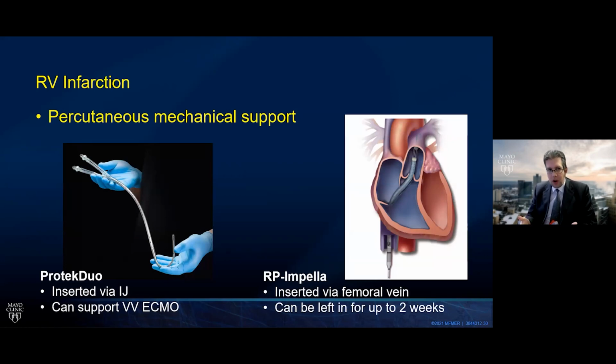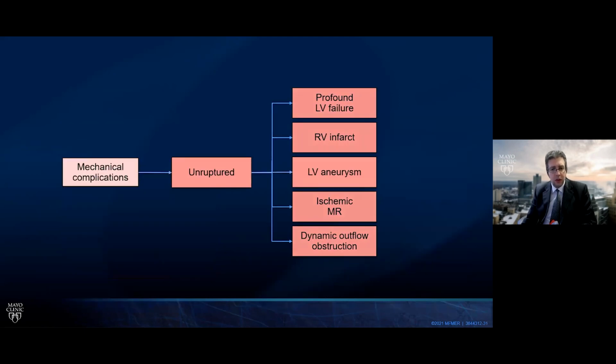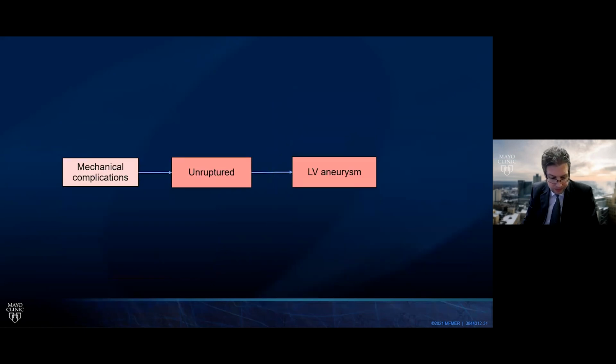As you're pursuing prompt reperfusion, think about whether this patient deserves mechanical support, as there are options out there. I've shown two here, one being the Protect Duo, the other being the RV Impella. These are things that may be needed to support these patients as you're pursuing IV fluid resuscitation, coronary revascularization, treatment of hypoxia, all of these different things in concert. Let's next move on to LV aneurysm.